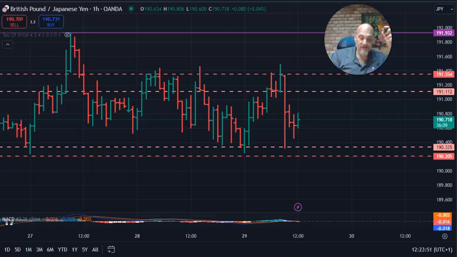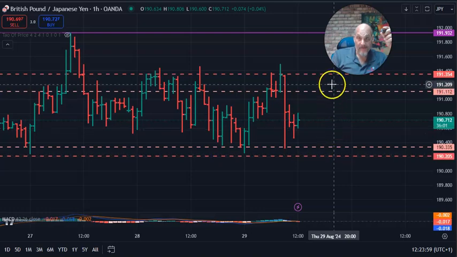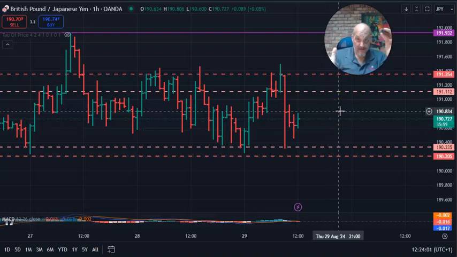We have the range projection for the day: 190.20 range projection low, and 191.35 range projection high. Okay, so those are the range projections. I'm going to go over how to get that. That's real simple stuff, and I'll explain what it's really about.